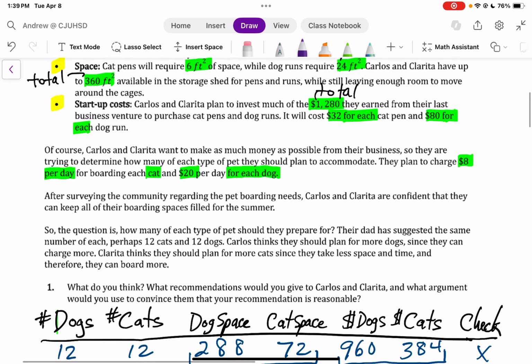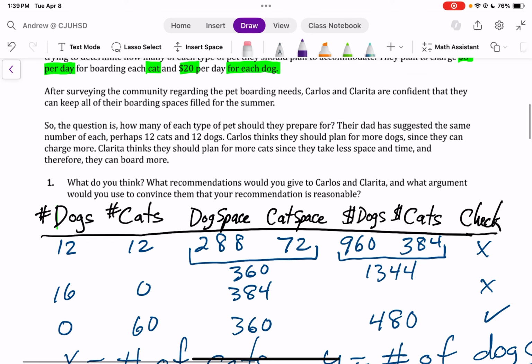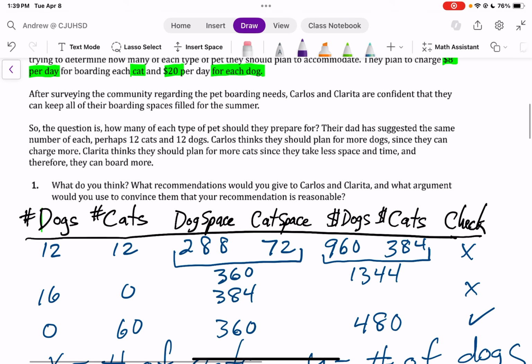So the first thing we did is we looked at what a possible chart would look like. The dad recommended 12 cats and 12 dogs. And when you do that, you're okay with your space. It has to be 360 square feet or less. But the problem you run into is it costs too much money. It costs $1,344 to build or to buy these pens and dog runs, and so they would be out of money.